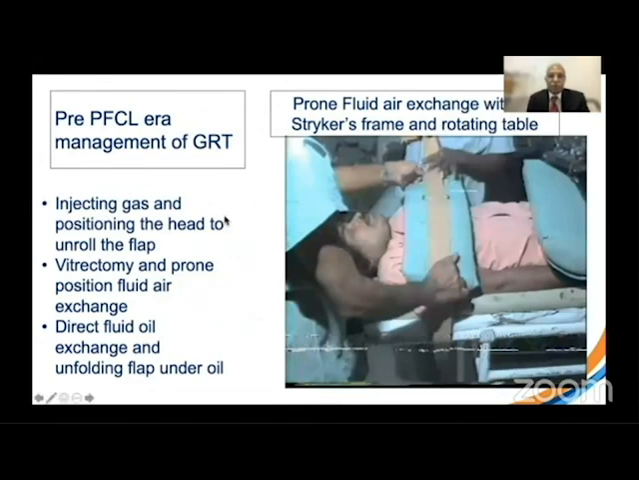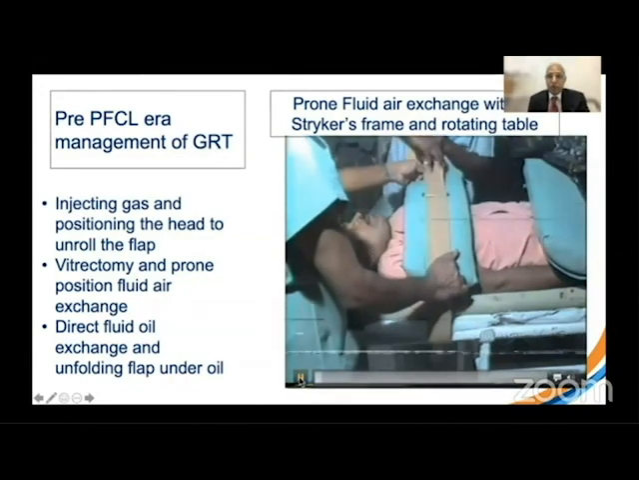Although this vitrectomy approach could correct a majority of disorders which could not be attended to before the advent of vitrectomy, we still had difficulty in reattaching retina, such as in a giant retinal tear. People have tried injecting gas and positioning the head to unroll the flap, but vitrectomy followed by prone fluid air exchange has caught the imagination of the ophthalmologist. Prone fluid air exchange could be done in a controlled fashion using a Stryker's frame and a rotating table, which is not always available. And since we didn't have it, we had to innovate.